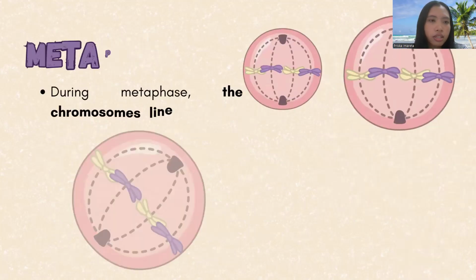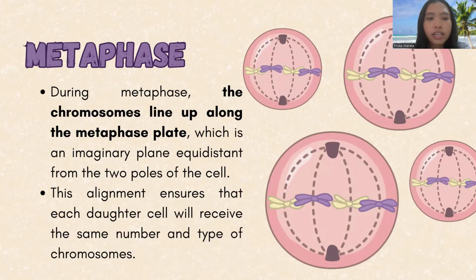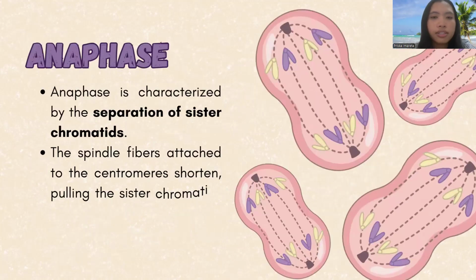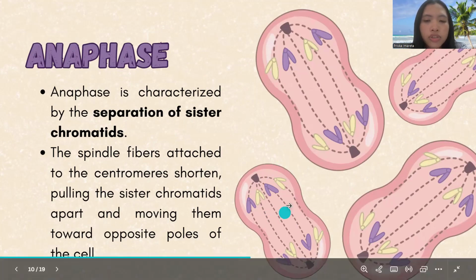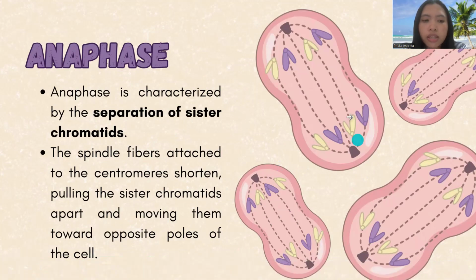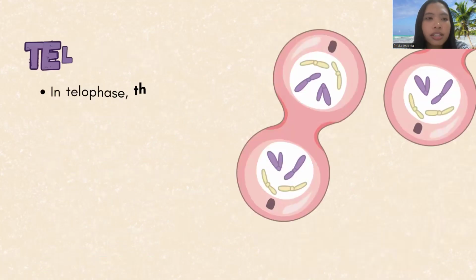The third is metaphase. During metaphase, the chromosomes line up along the metaphase plane, which is an imaginary plane equidistant from the two poles of the cell. This alignment ensures that each daughter cell will receive the same number and type of chromosomes. The next is anaphase. Anaphase is characterized by the separation of sister chromatids. The spindle fibers attached to the centromeres shorten, pulling the sister chromatids apart and moving them toward opposite poles of the cell. The next is telophase.